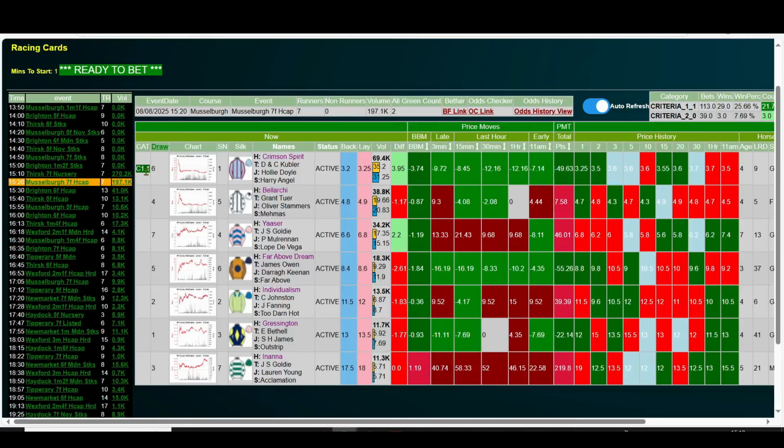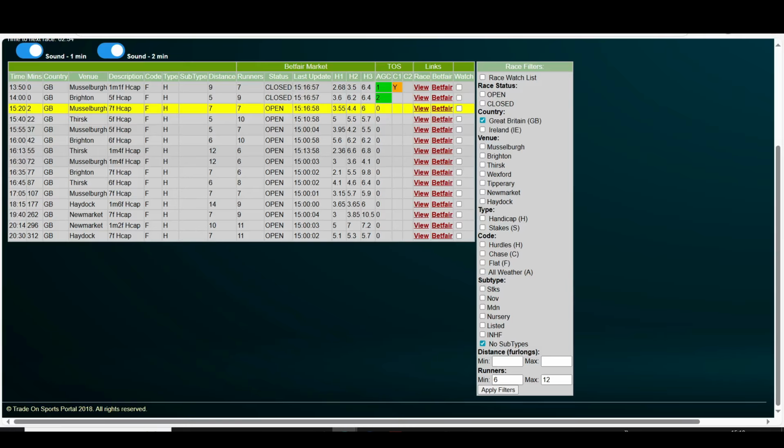There is a C1.1 portal alert for Crimson Spirit, as I explained earlier. We'll have a look at the race and then we will be back for our next filtered race in 20 minutes at Thirsk.